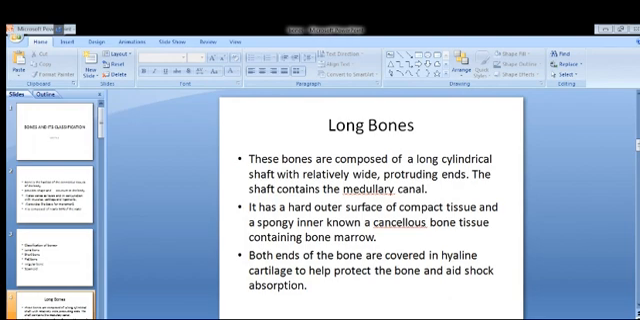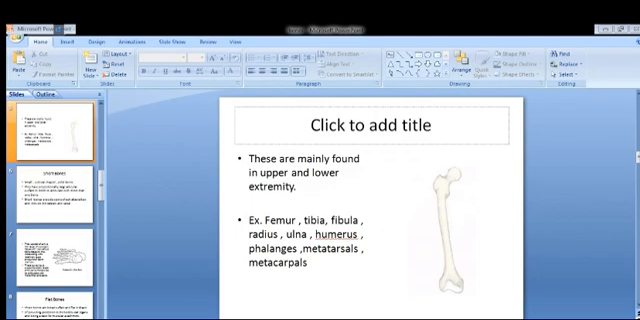So that protects the bones' ends for any shock absorption, for any rupture, for any friction, so that it does not lose its actual shape, right? Now, I have already told you that in the upper and the lower extremities, these are mainly found. So, in the upper extremity, we have the humerus bone, and then in the forearm, we have ulna and radius.